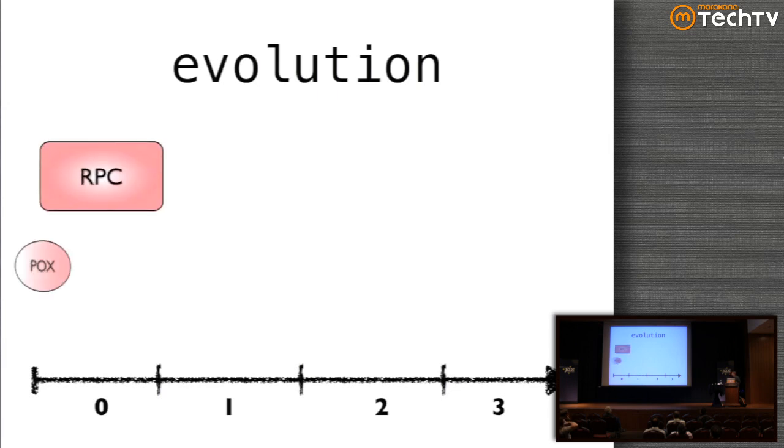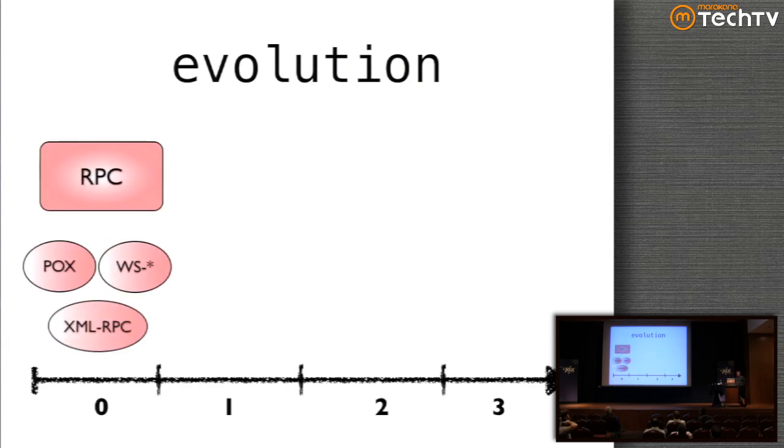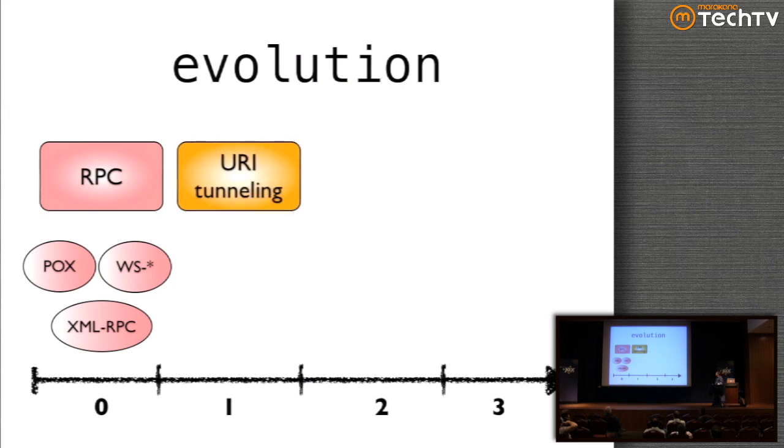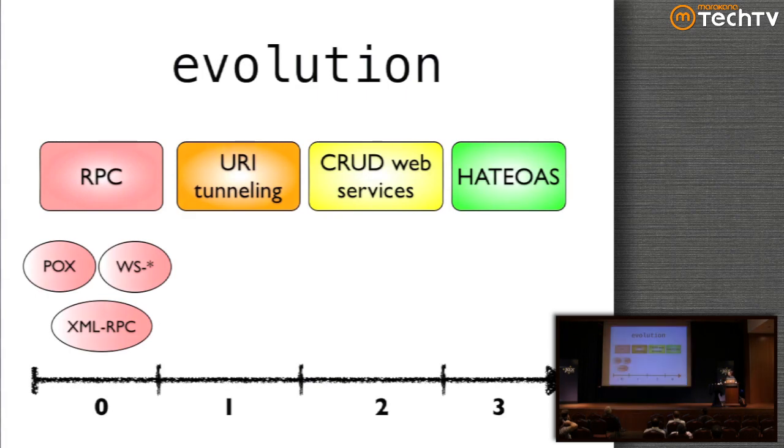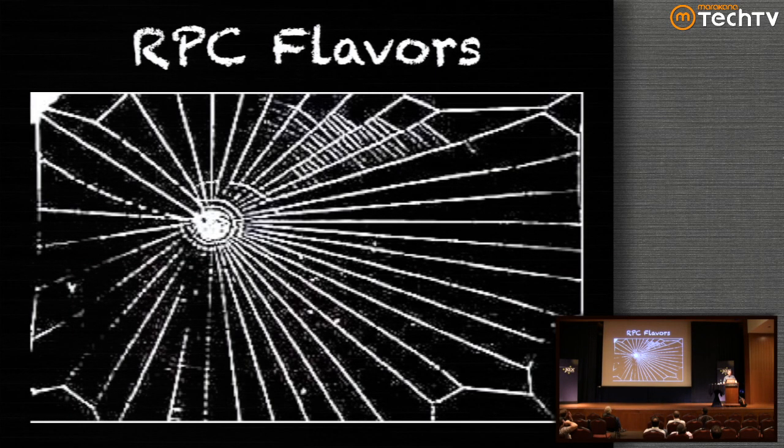Of these 4 levels on the Richardson scale, architecturally, all these guys pretty much fall in the level 0 category. URI tunneling goes in number 1, CRUD web services in 2, and then HATEOAS in number 3. So let me show you brief examples of each one of these architectural styles. First one I'll talk about is the level 0 guys, which are different flavors of remote procedure call, or RPC. This is actually one of the things that was a topic of discussion as we were talking about cloud stuff yesterday, is that the idea of distributed objects is kind of a silly idea.